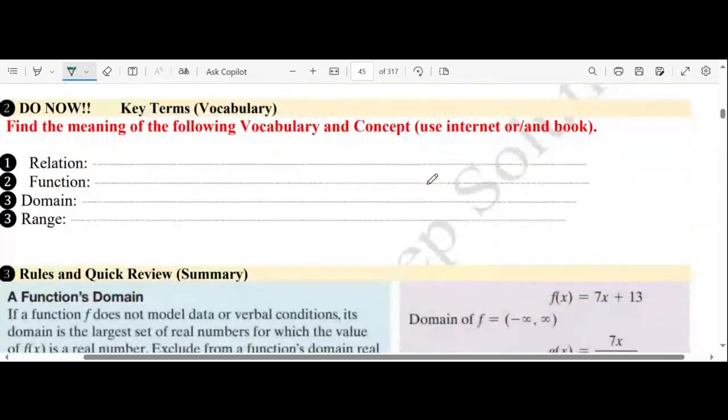Do now. You have some key terms here. How many key terms? You have 4 key terms, okay? This is number 4.